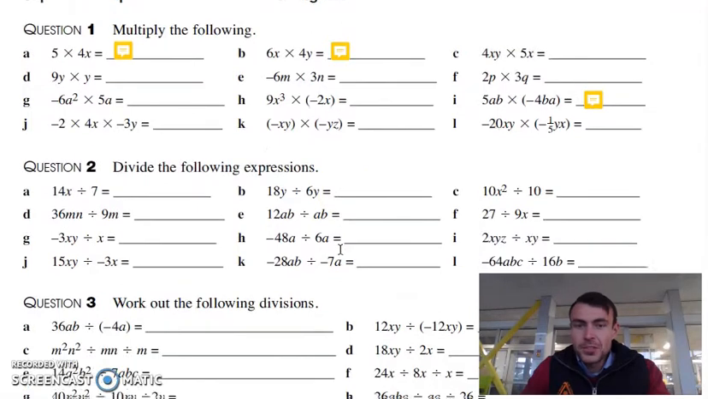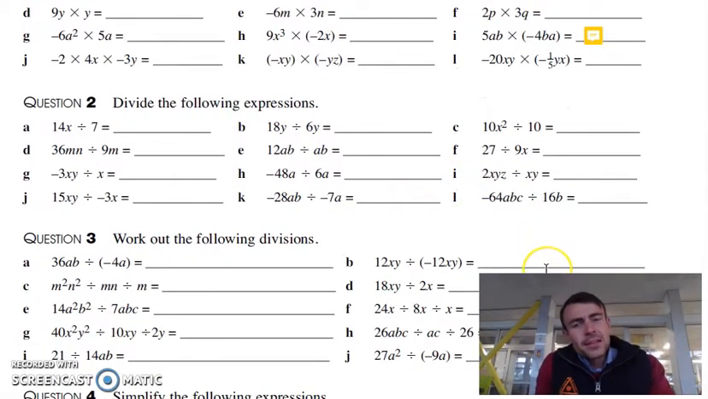Let's come down to some divisions. Well, these ones can be a bit tricky, but it's okay, we'll guide you through it. If we have an x on one side and an x on the other, guess what? They cancel out and become the number 1. 1 is important because whenever we times anything by the number 1, it is just itself.